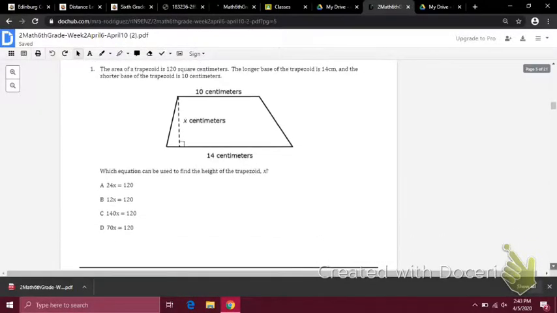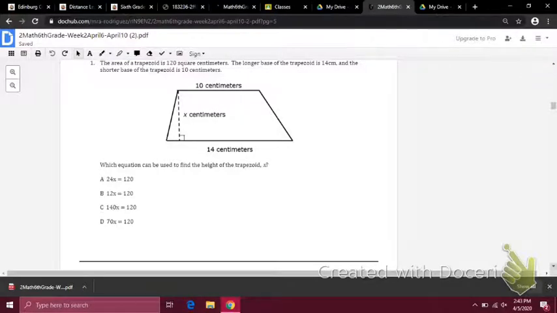Okay, all right, now if you go on to page 1, problem 1, here they give you the area of a trapezoid is 120. That means that inside of here fit 120 square centimeters. It gives you the longer base, which is 14, and the shorter base, which is 10. What they want you to find is the equation, not the answer, the equation that's going to give you the height of the trapezoid. So remember, the height is a straight line going from the very top to the very bottom.